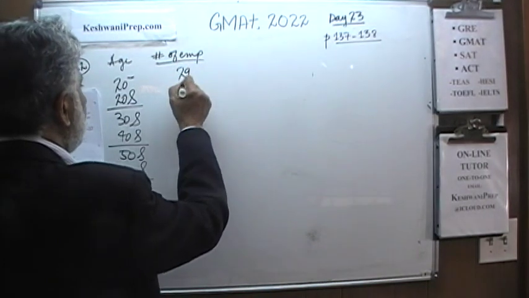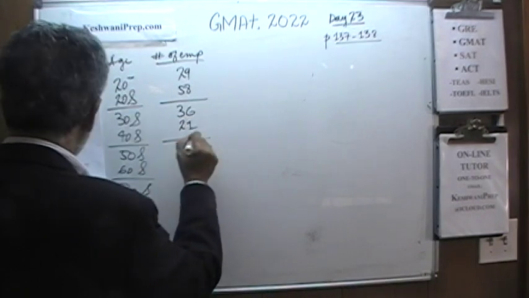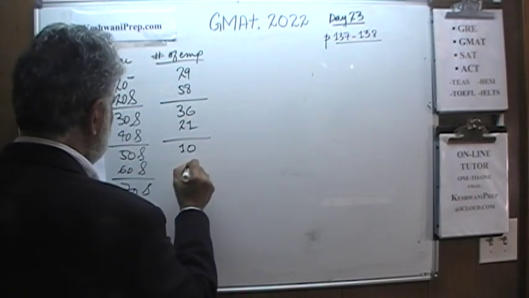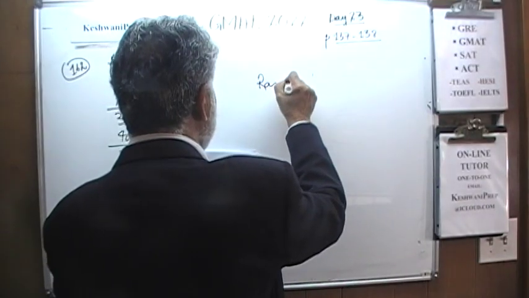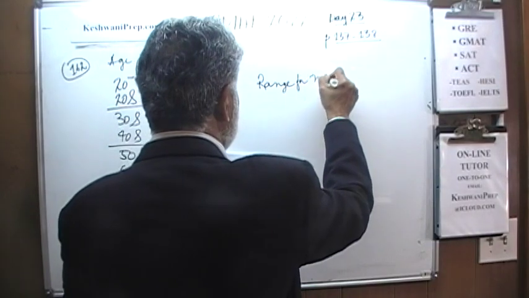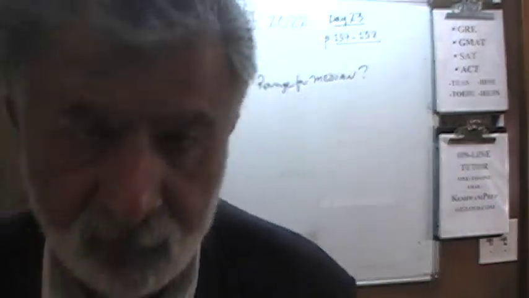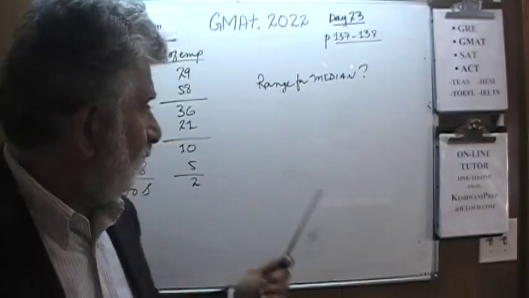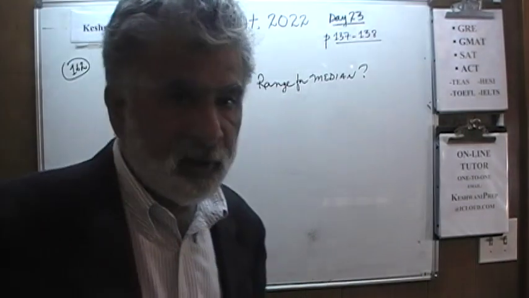We have 29, 58, 36, 21, 10, 5, and 2. And the question is, what is the range for the median? Obviously, they can't ask for the precise value for the median, because we have this range of ages. So we have to find out in what range the median falls. Now, before we can worry about where the median falls, we have to first figure out how many people we have total, because the median is the middle number.